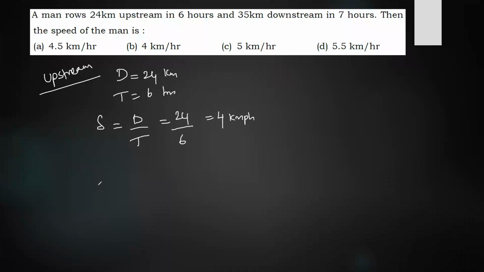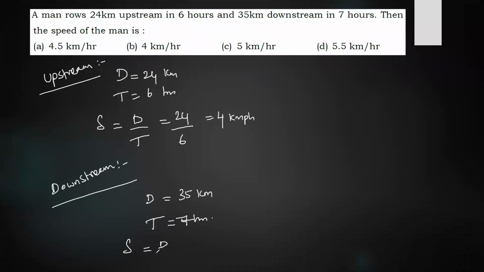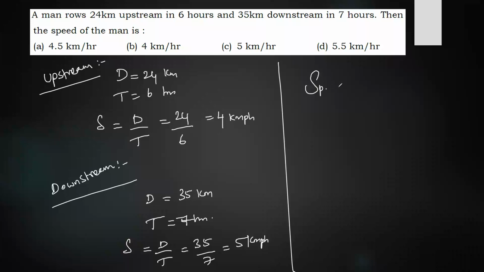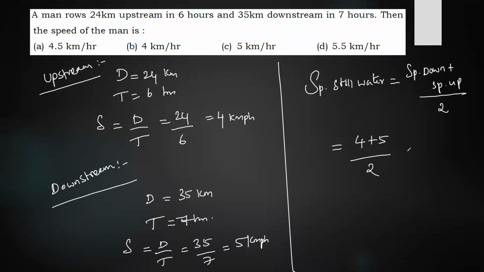So now I understood how to find this, right? They given upstream distance and timing. You can directly do it, but for understanding purpose, I write like this. The speed equal to distance by time. So 24 by 6, 4 kilometer per hour. Then downstream. The downstream distance is 35 kilometer. Time is 7 hours. Speed equal distance by time. 35 by 7, 5 kilometer per hour. Speed of the man in still water is nothing but the average.